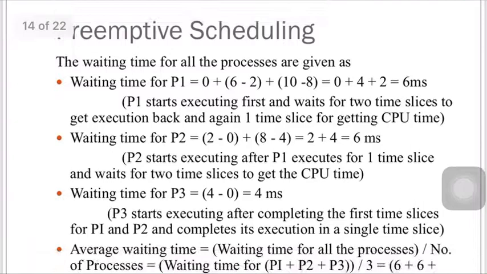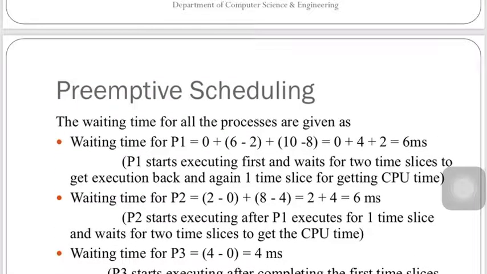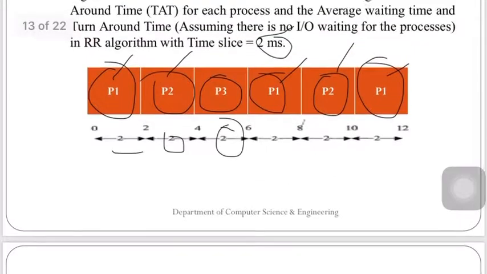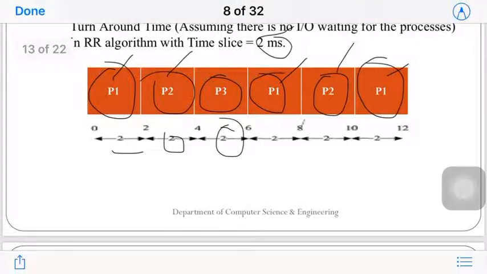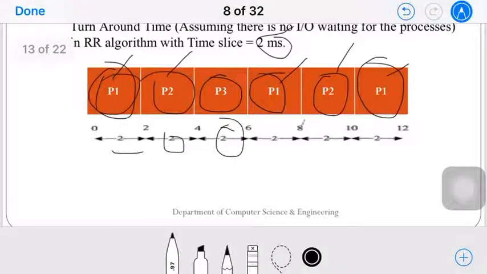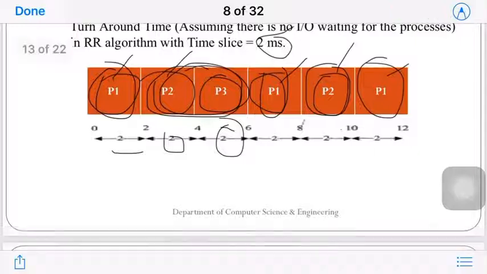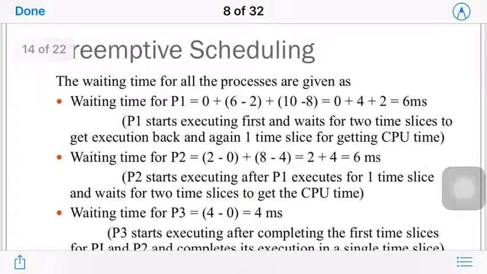So now based on this diagram we can easily find out the waiting time and all. So we know the waiting time for P1. Initially P1 got the chance here. Now the next P1 chance is coming here, right? So how much has it waited? 6 minus 2, which means 4 milliseconds here. Again this P1 has to wait for this much time, which is 2 milliseconds. So 4 plus 2, 6 milliseconds. P1 needs to wait 6 milliseconds: 6 minus 2, 10 minus 8.